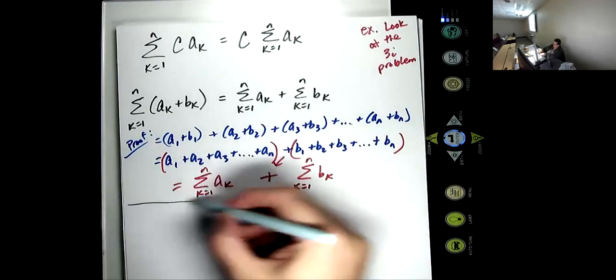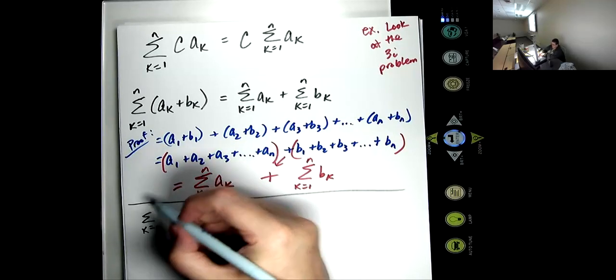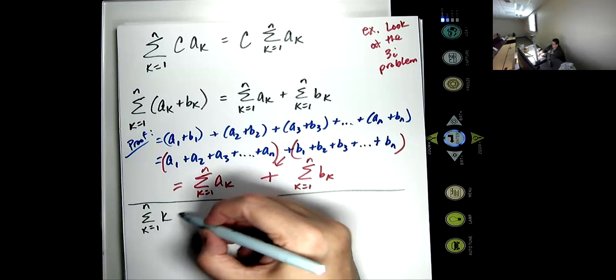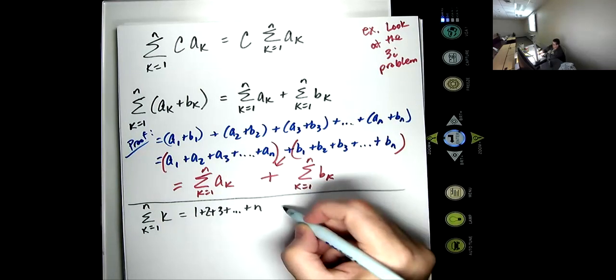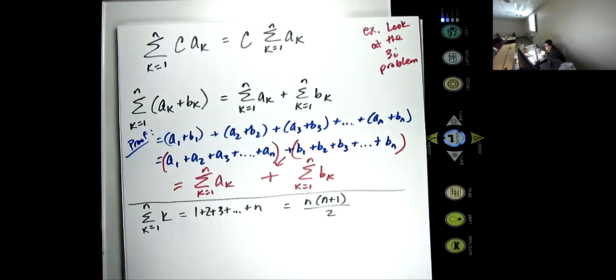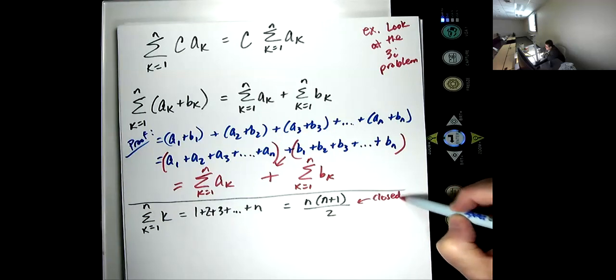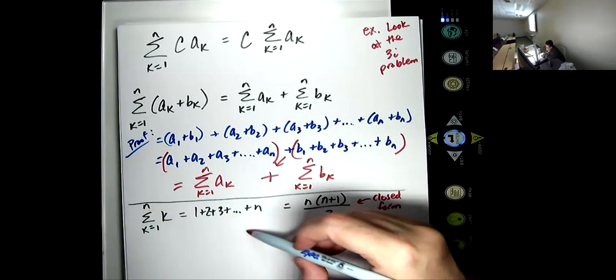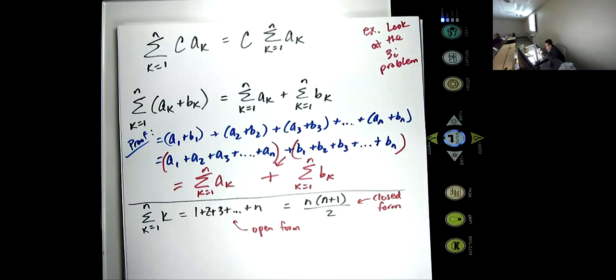Some other ones. If I do k equals 1 to n of k. It's called the closed form. And I assume that's the open form. We'll prove this one in a second.